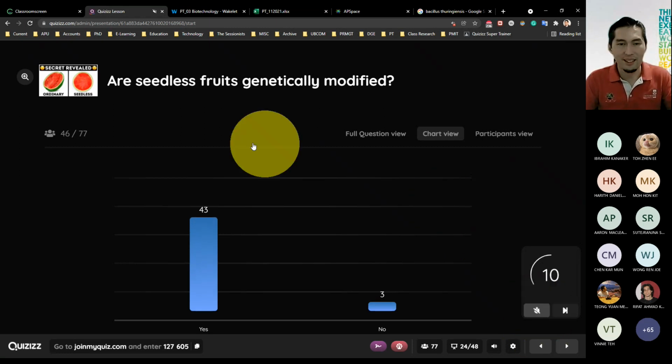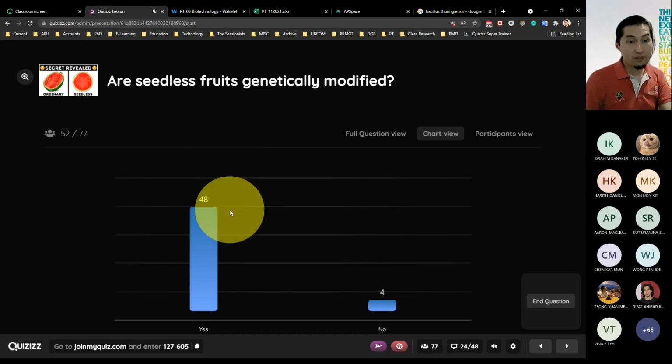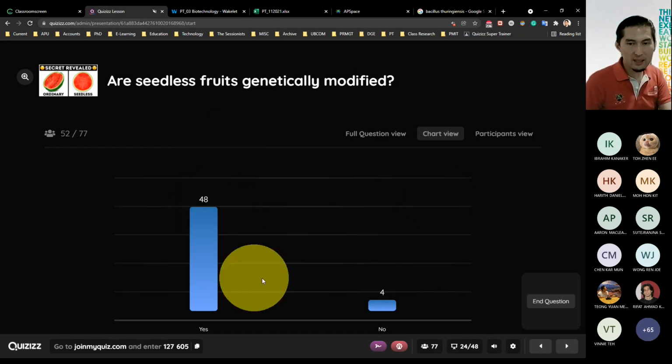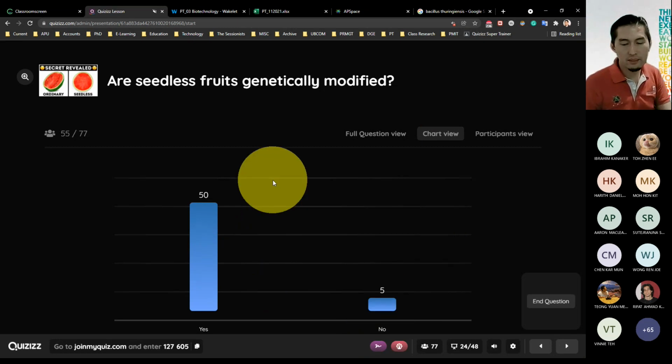What other food did I not highlight? What else is seedless now? A lot of things are seedless, right? Interestingly. Okay, so 48 of you, wow, 48 of you say yes, and then 4 of you said no. Is that about everyone now?